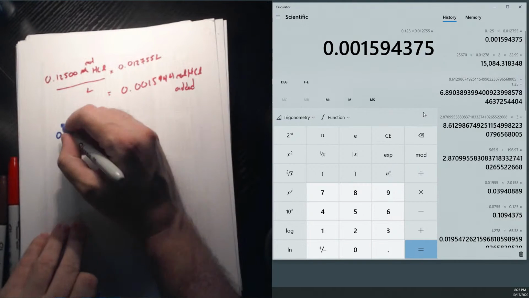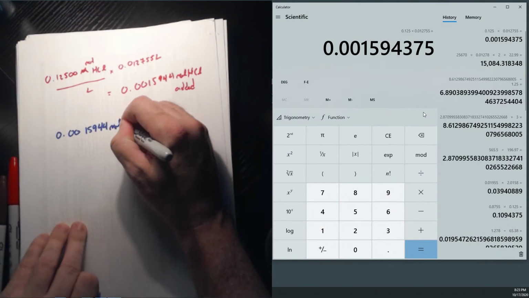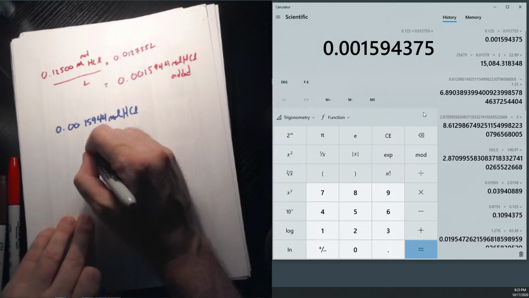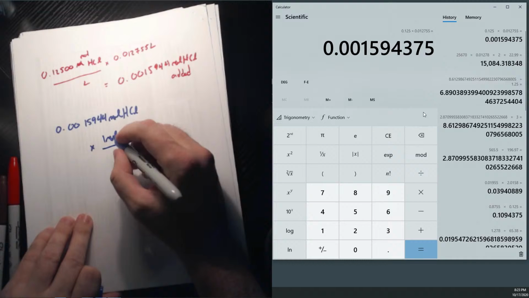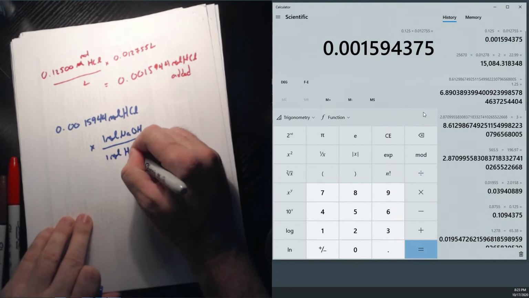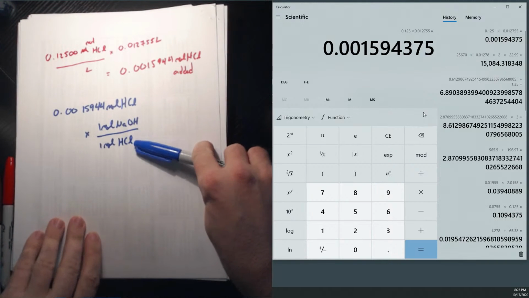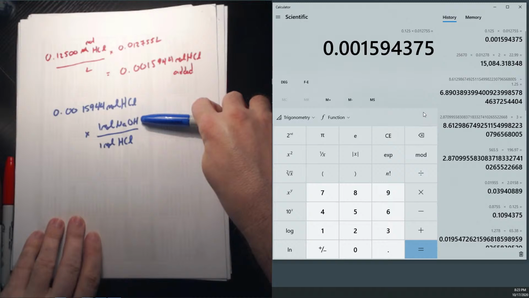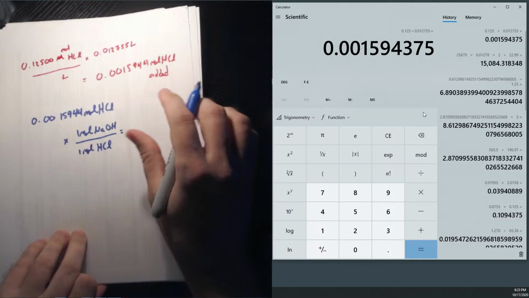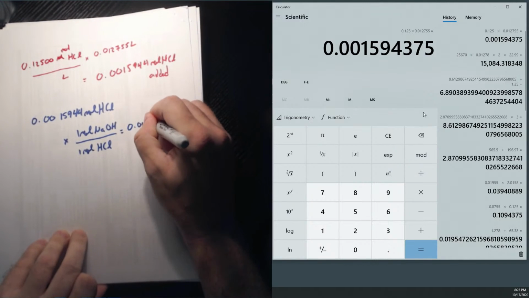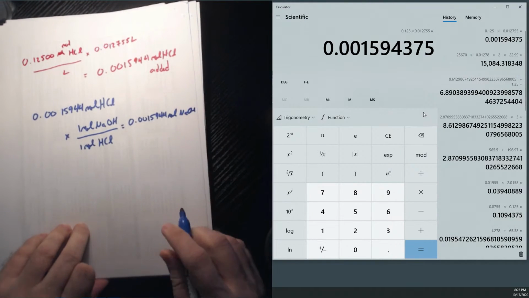So 0.0015944 moles of HCl times 1 mole of NaOH for every 1 mole of HCl. Okay. Every mole of HCl that we reacted was used to neutralize 1 mole of NaOH. Meaning, because it's a nice straightforward 1-to-1, it's the same number of moles of NaOH.